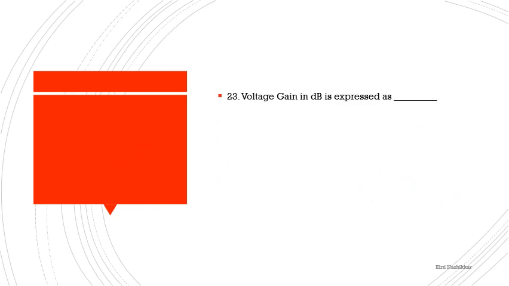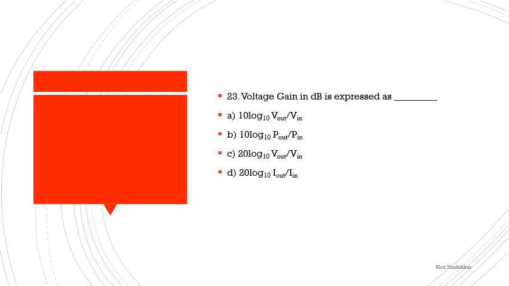Voltage gain in decibel is expressed as dB. It is expressed as option C, 20 log base 10 of Vout upon Vin. As I told you, gain is a unitless quantity, but it can be expressed in decibel, and it depends on whether you have to express it as voltage gain, current gain or power gain. There are various formulas for each gain, and for voltage gain in dB the formula is option C.